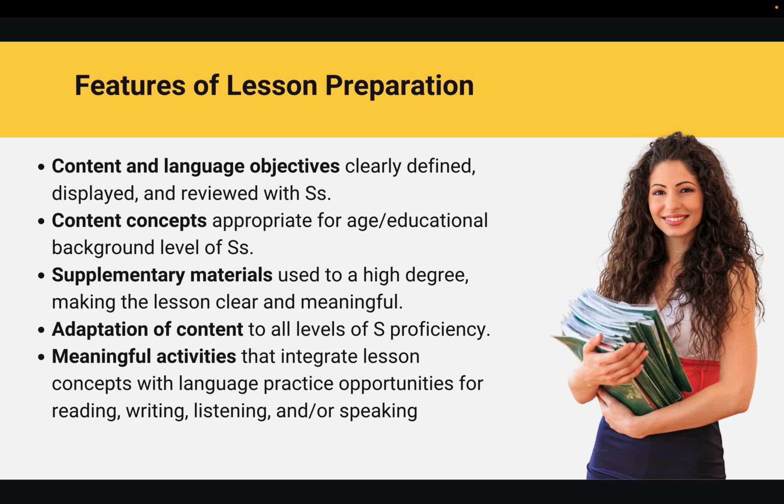When you're preparing lessons within the SIOP model, you want to make sure that you have content and language objectives that are clearly defined, displayed, and reviewed with the students, that your content concepts are appropriate for the age and educational background level of your students, that you provide supplementary materials that will make the lessons more clear and meaningful, that you adapt the content to make it appropriate to the student's proficiency level in English, and that you have meaningful activities that integrate lesson concepts with language practice opportunities for reading, writing, listening, and/or speaking.